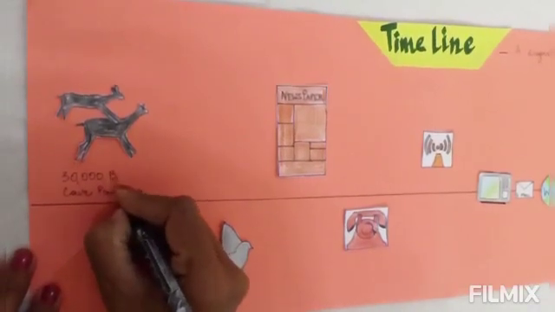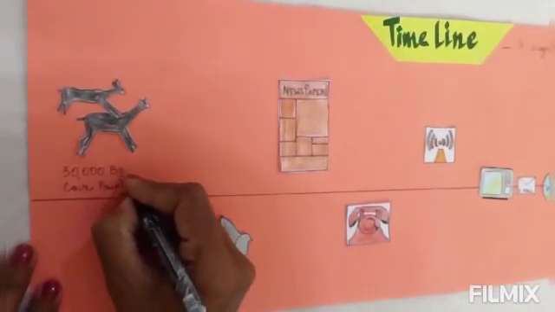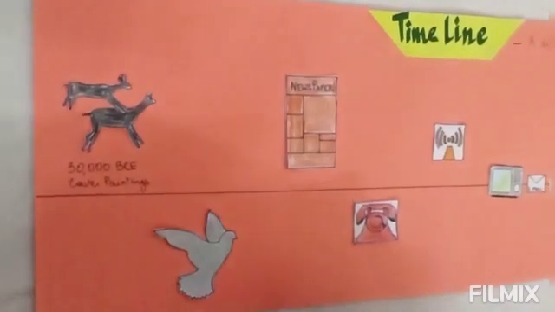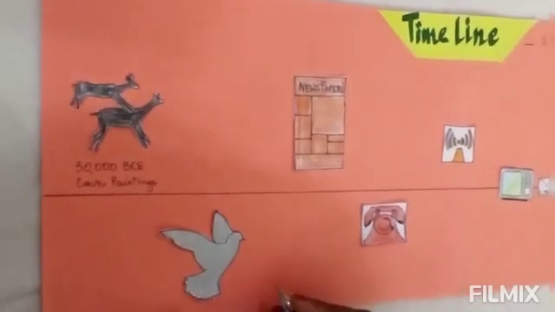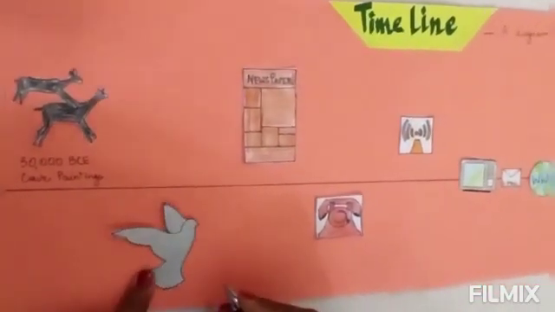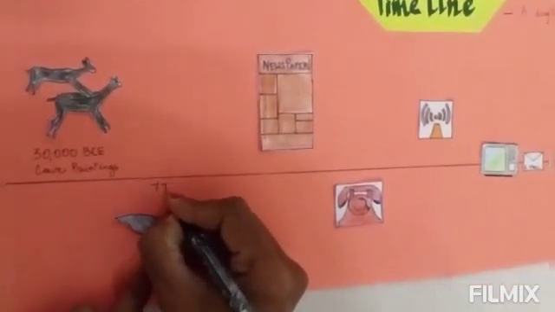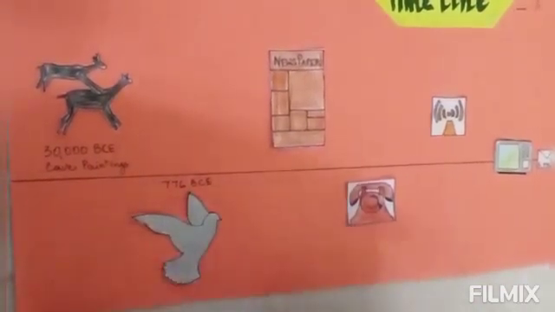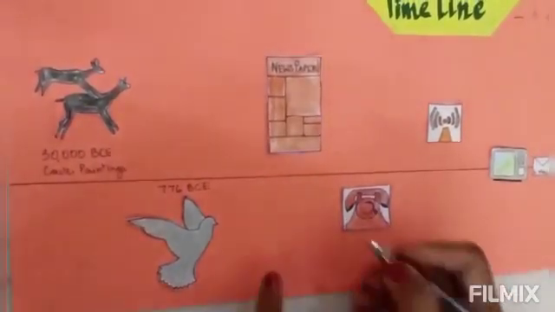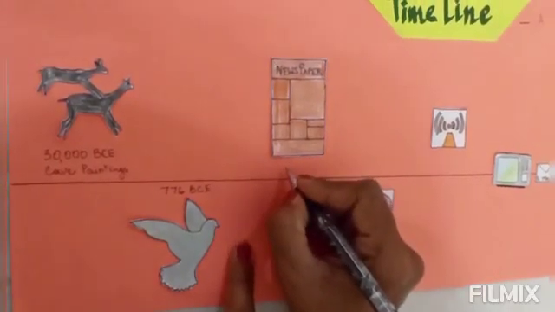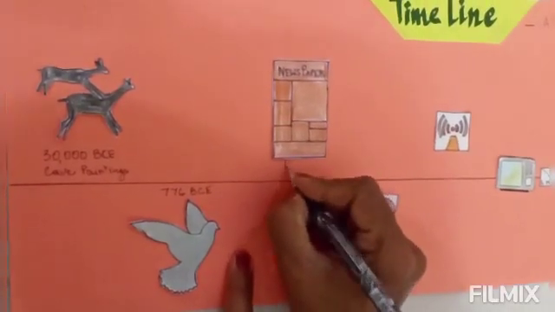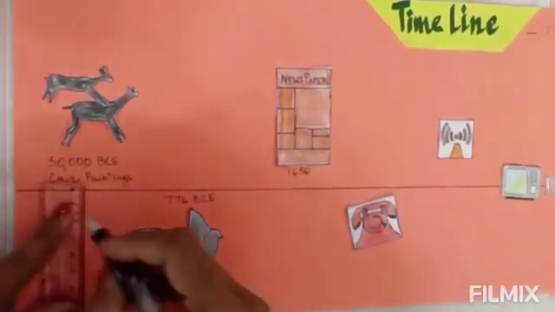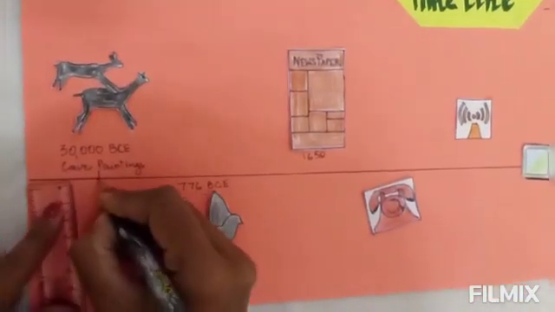So it is referred to as BCE, that is before Common Era. Then came the carrier pigeons, which was in 776 BCE, that is before Common Era. These were the carrier pigeons. Then came our newspapers in the year 1650. So we can see, we can mark these events as time on the line.